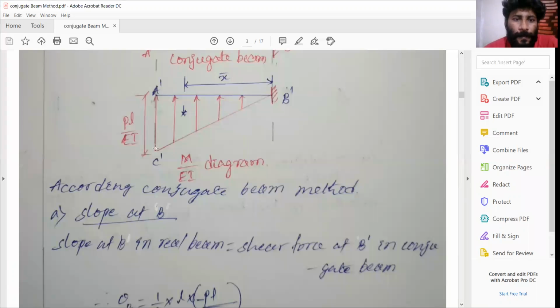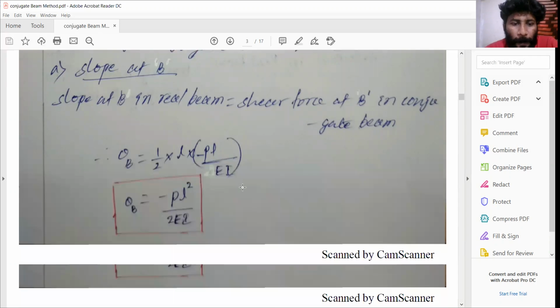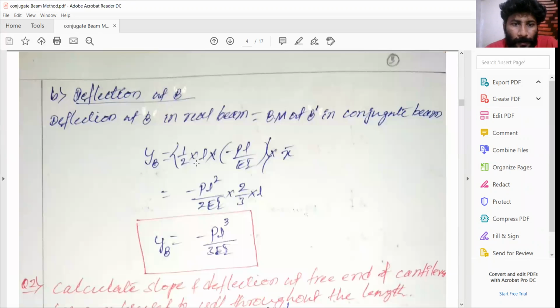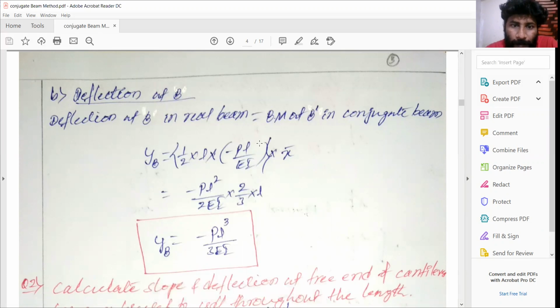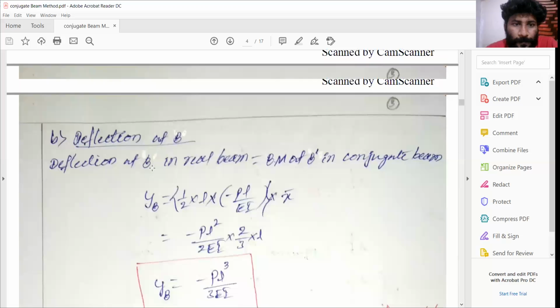So therefore, X bar is equal to, from here to here is 2/3 of L. Now you can see half into L into minus PL by EI into X bar, where X bar is 2/3 of L. So half into L into minus PL by EI is the area of that loading, into the X bar distance. That will give the deflection at the free end. So the bending moment at B in the conjugate beam gives the deflection in the corresponding section in the original beam.